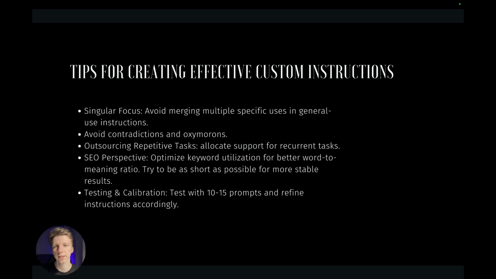So I suggest that you think as an SEO specialist. Think in terms of keywords. Optimize the keywords for a better word-to-meaning ratio. You need to have less copy, but more actionable words, more things that ChatGPT's language model can stick to when choosing how to answer. And that way you'll have the most stable results.